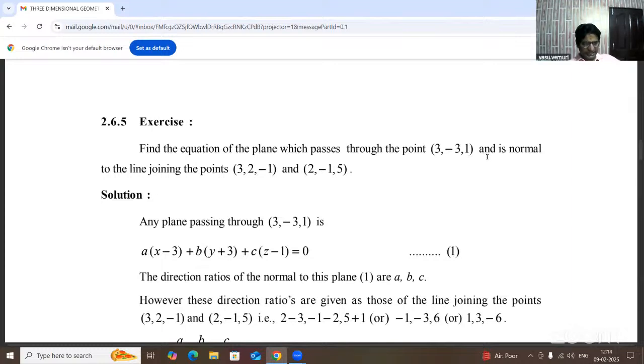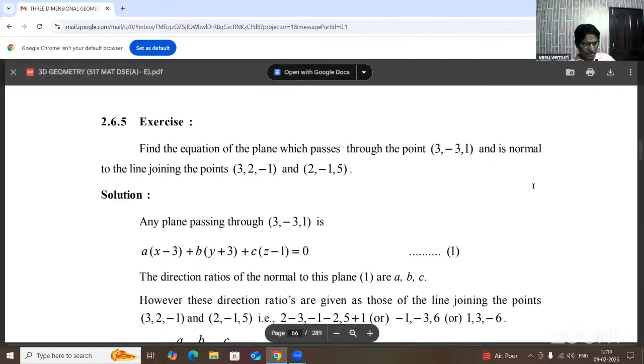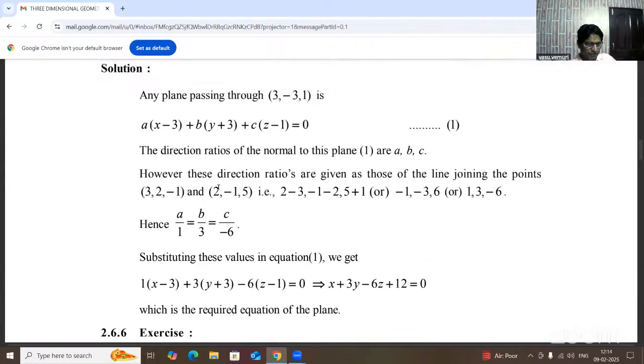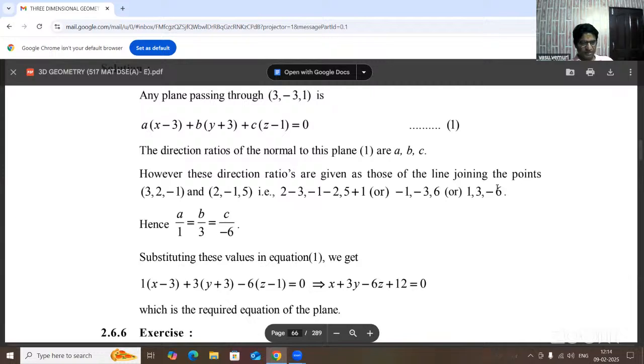Now what are the direction ratios of the normal to the plane of the first equation? Here that is A, B, C. The given points are 3, 2, minus 1 and 2, minus 1, 5, and we write the DRs of the line joining the points. So there are two points given. DRs means x2 minus x1, y2 minus y1, z2 minus z1: 2 minus 3, minus 1 minus 2, 5 minus of minus 1, which is 5 plus 1. So we get the values 1, 3, minus 6. These are the DRs of the line joining the points, the normal, from the given points.